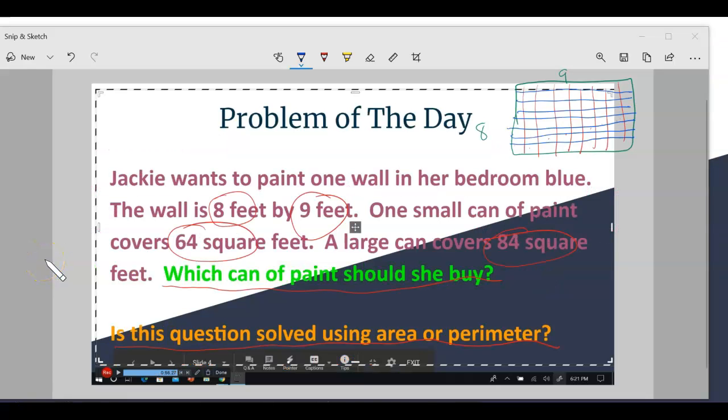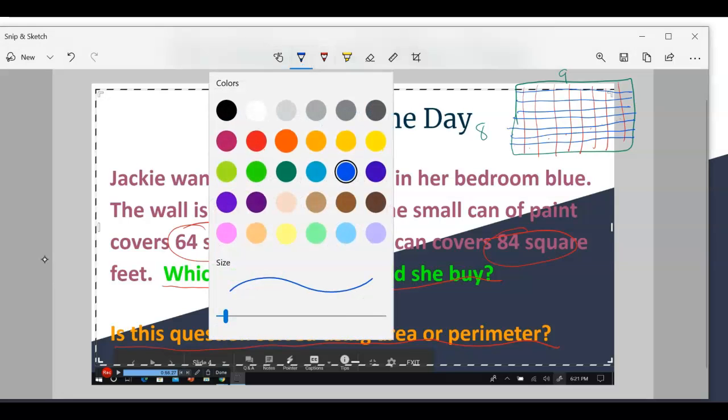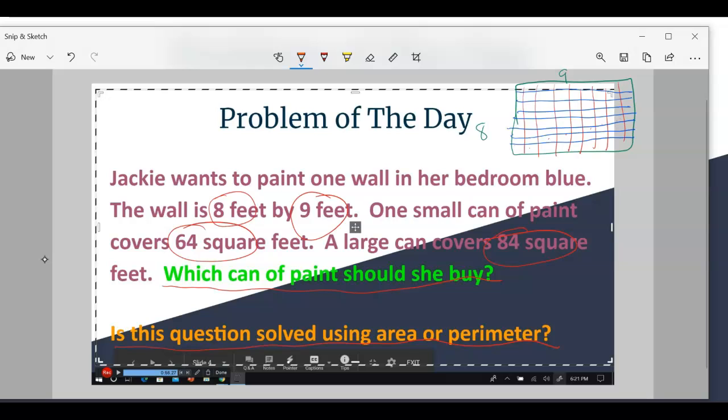So I've gone ahead and done our cubes on here, and you'll see I've circled all the key numbers, the 8 feet, 9 feet, 64 square feet, and 84 square, and I've underlined the questions. Which can of paint should she buy, and is this question solved using area or perimeter? Okay, and up here I've drawn a rectangle. I made my own grid.